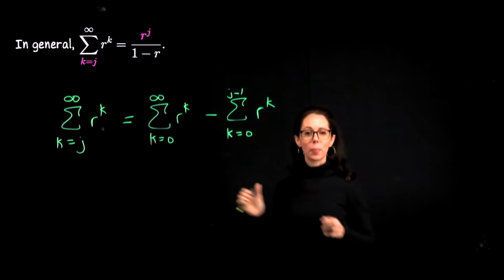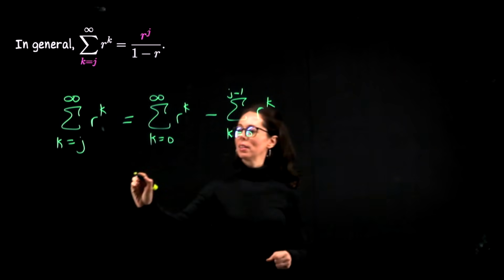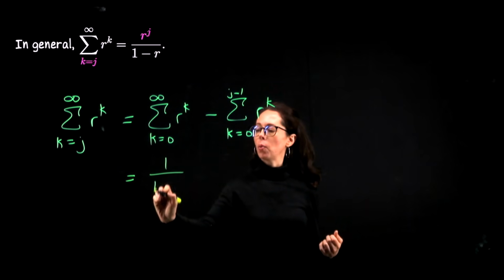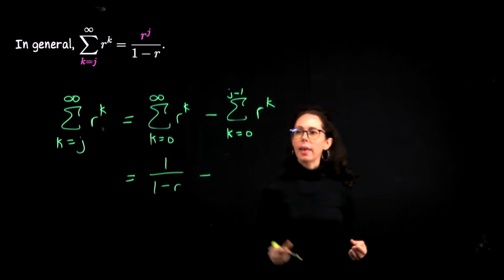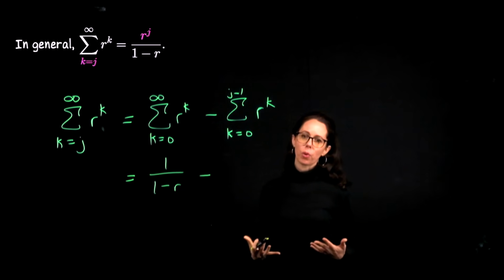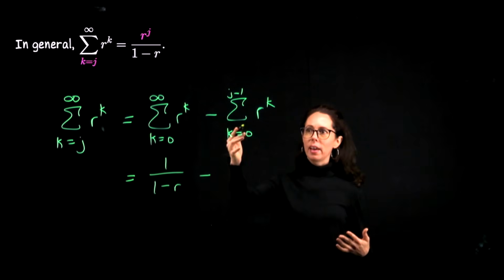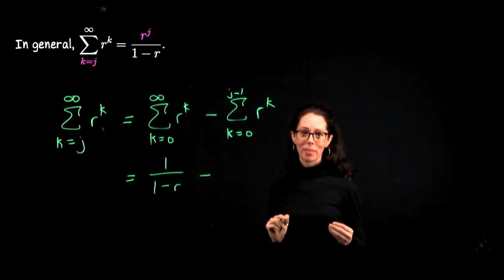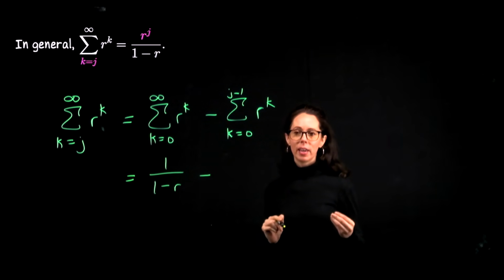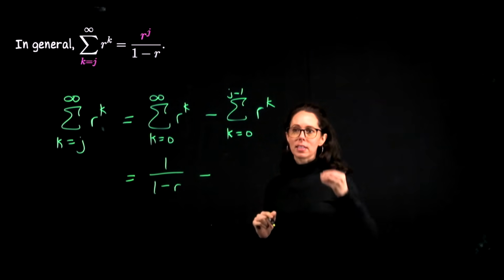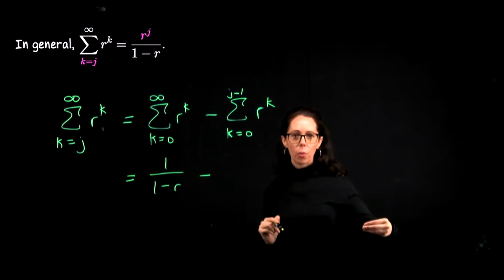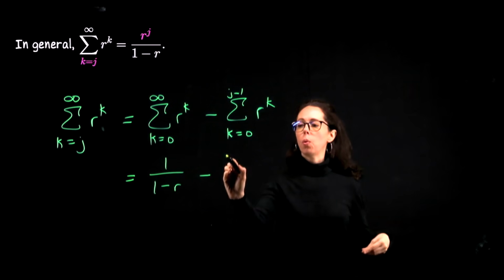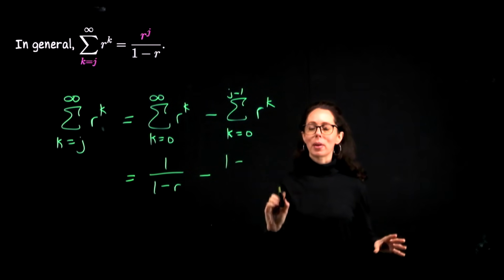Using the two formulas that we just proved, this first expression is just our basic formula, 1 divided by 1 minus r. And then this one, we can use that intermediary formula that we proved. So this is a finite sum. We're stopping when we reach r to the j minus 1. If you look at the formula we proved, it was that 1 plus r squared all the way through r to the n minus 1 was equal to 1 minus r to the n divided by 1 minus r.